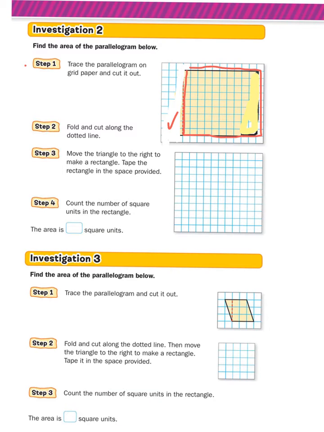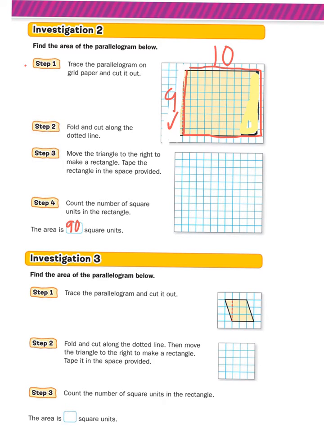Now, it's much easier to figure out the area of the rectangle because all I have to do is count all of my square units. So if I do that, I would have 1, 2, 3, 4, 5, 6, 7, 8, 9, 10. So that dimension is 10. And then I would count down 1, 2, 3, 4, 5, 6, 7, 8, 9. So this dimension is 9. And the area would be 90 square units.